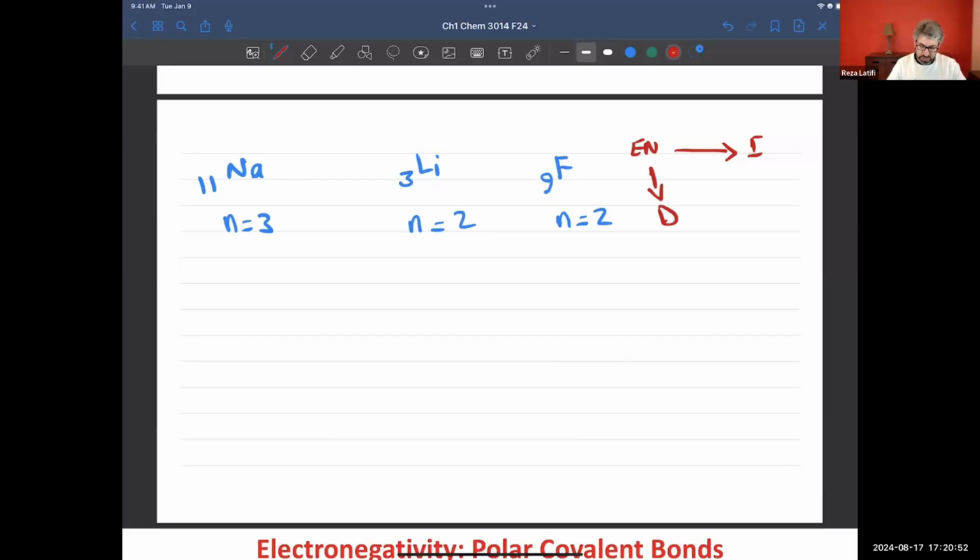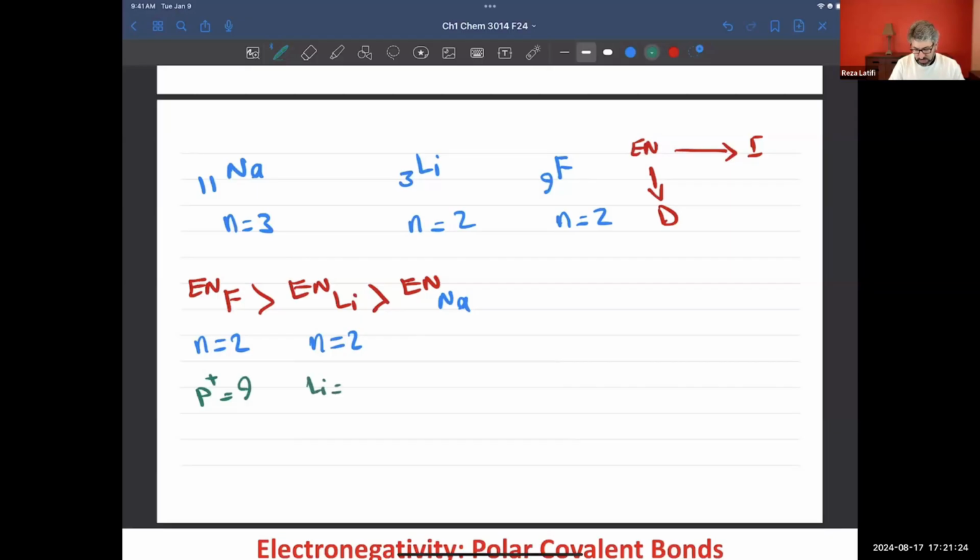So we're going to sort them based on n first. The ones with the smallest n are lithium and fluorine. Which one has more protons? Fluorine, with 9 protons, while lithium has 3. So fluorine has higher electronegativity than lithium, and lithium is going to have higher electronegativity than sodium. How about sodium? Sodium belongs to the third layer, and as you go down in one group, electronegativity decreases. Because n is the third, sodium is going to be the lowest one. So we have lithium, sodium, and then fluorine.